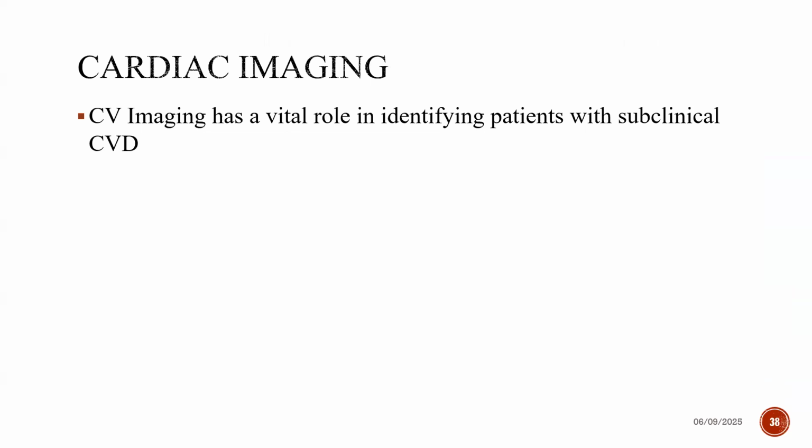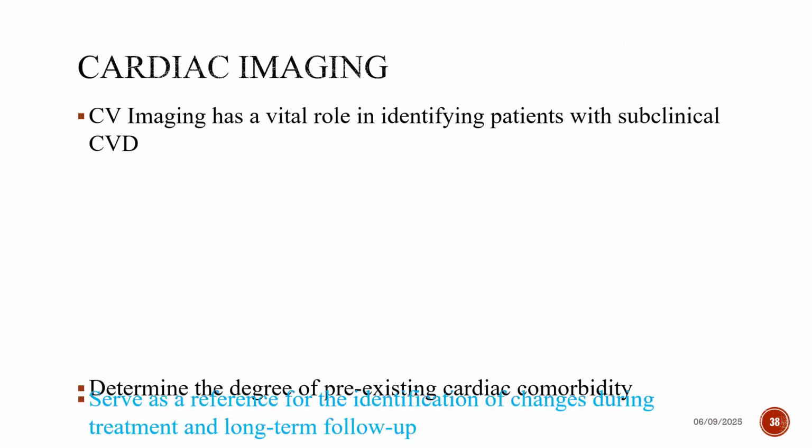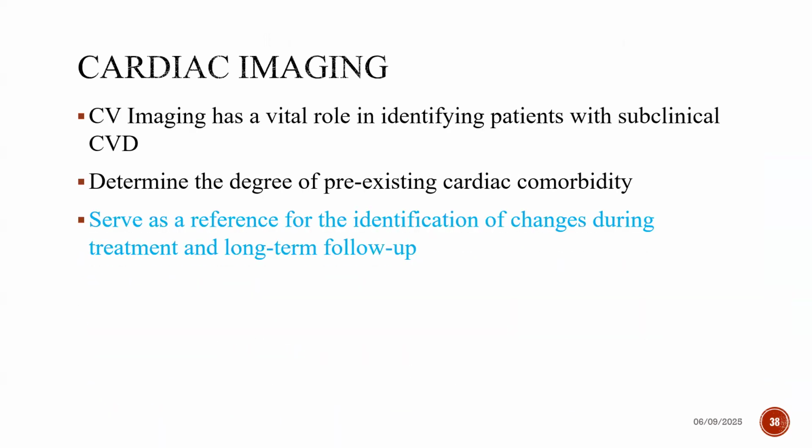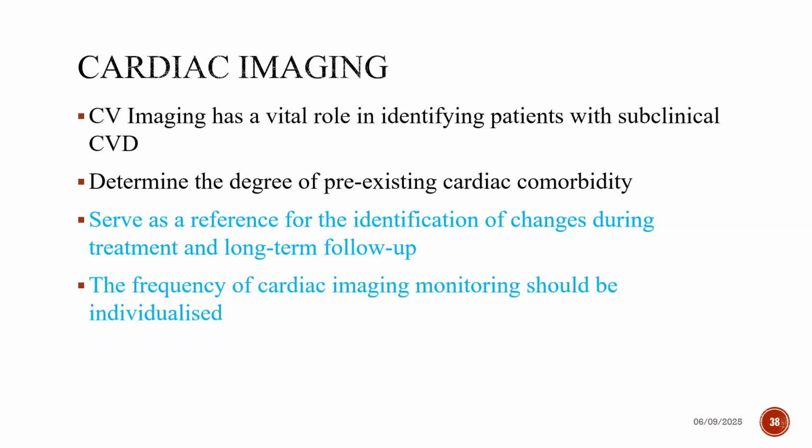And then the next screening and monitoring tool is cardiac imaging. This plays a very vital role in identifying patients with subclinical cardiovascular disease. It helps determine the degree of pre-existing cardiac comorbidity and also serves as a reference for identification of any change that occurred during treatment, as well as during the long-term follow-up of the patient. And the frequency at which these imaging studies are done is usually individualized, based mainly on the patient's baseline risk level.